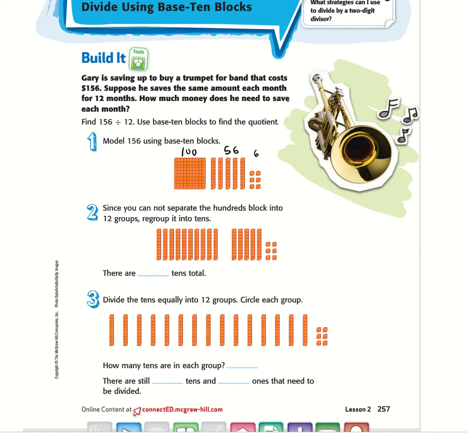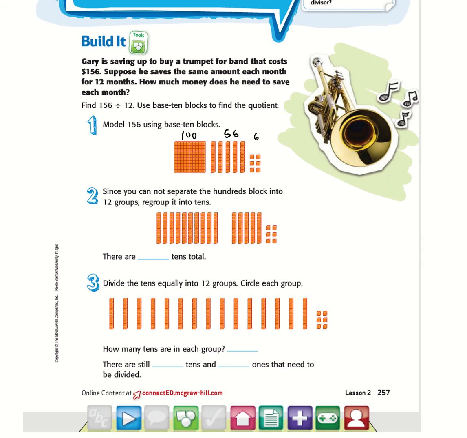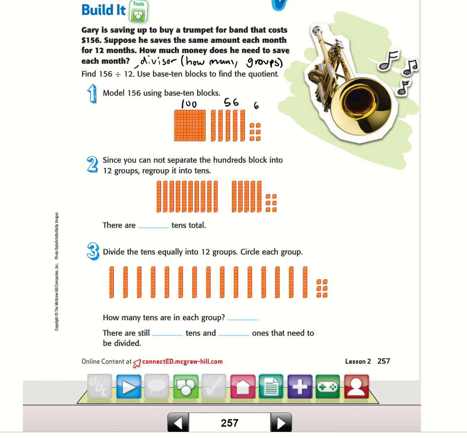So 156. Now, if we remember, the divisor is how many groups? So it's how many groups is being split up. How many groups? So in this case, we have 156, and we have to divide that into 12 groups. So since you cannot separate the hundreds block into the 12 groups, regroup it to tens.